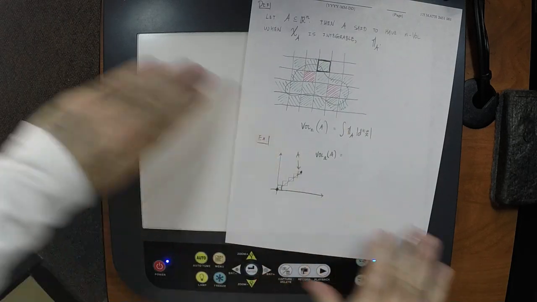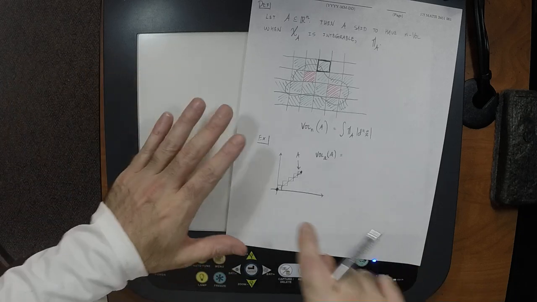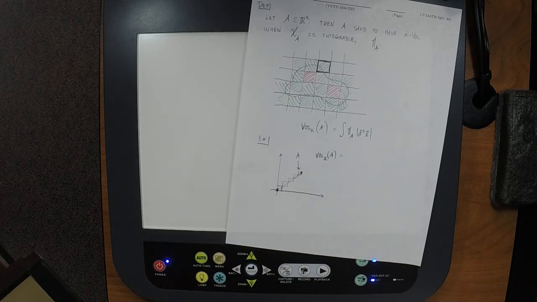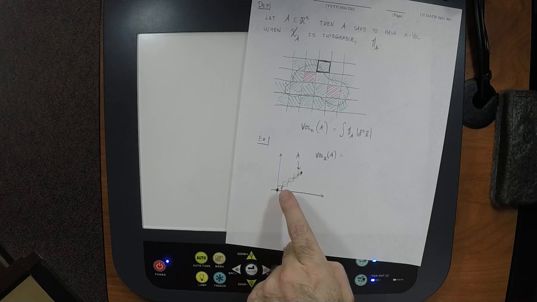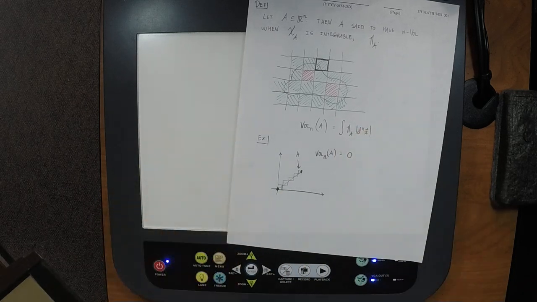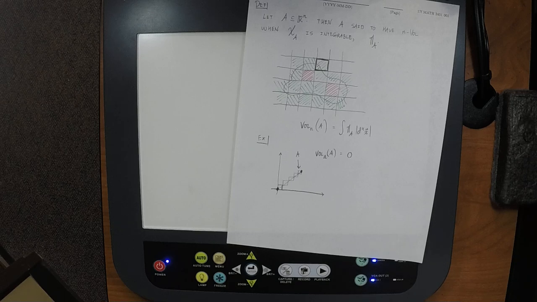None of the others would count. But do you see that the finer we get, we'll cover it with more cubes, but the actual area that we take up is less and less and less. So what's going to be the 2-volume of this? 0, right? Okay, so such sets are said to have measure 0, and we'll talk about that next time.